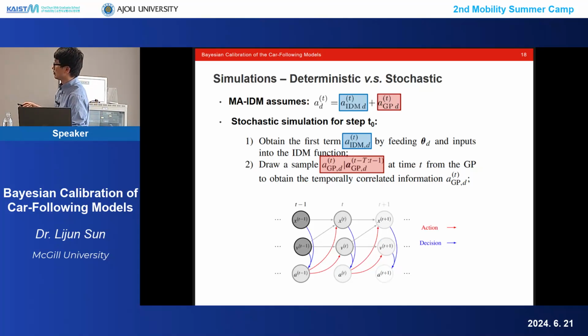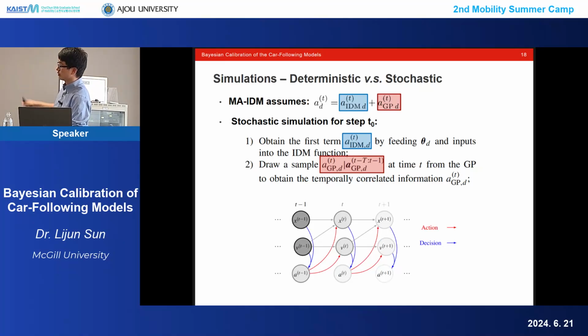The idea is very simple. Since we have calibrated the model properly, the only task remaining is to generate this random noise term properly, right? In the general IDM case, we assume this random noise is independent, and I just sample random noise every time and then simulate my model. In our case, we assume this random noise comes from a Gaussian process, and for a Gaussian process I can always do conditional sampling.